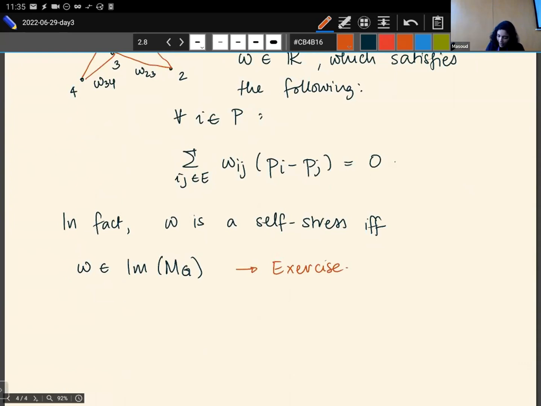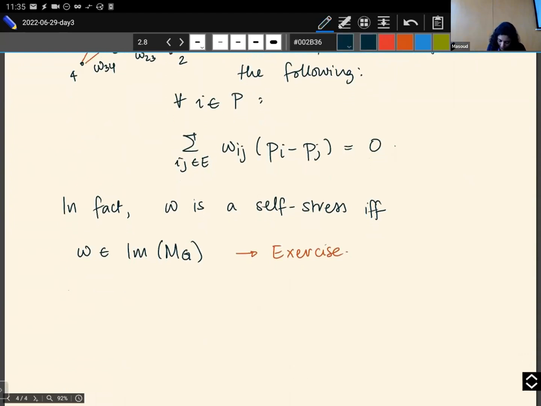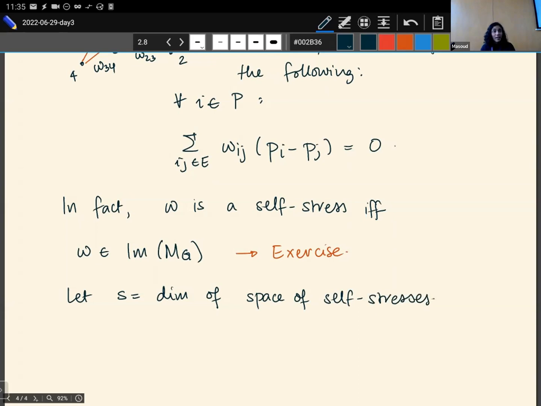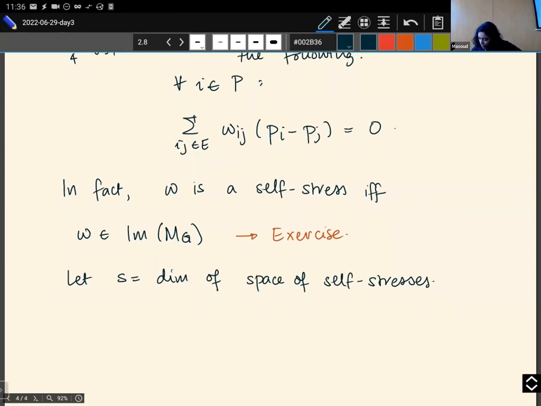And now, once you have this, let S be the dimension of the space of self-stresses. Now you do a little bit of rank-nullity on the whole thing, okay? And you conclude the following, okay? So again, easy, but I find it difficult to do in real time.